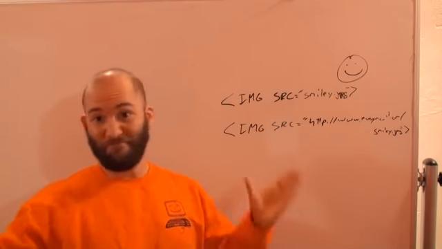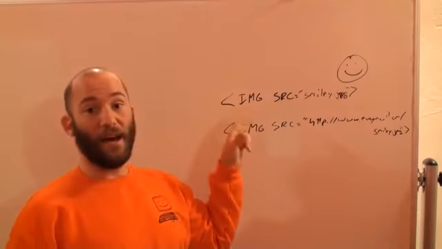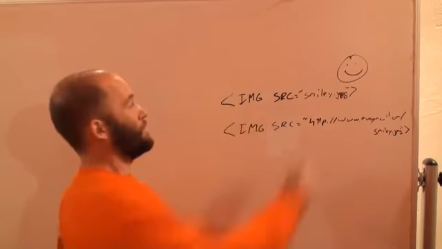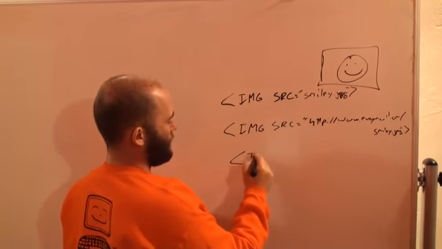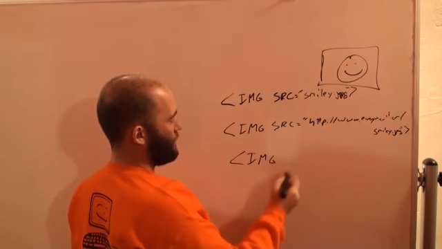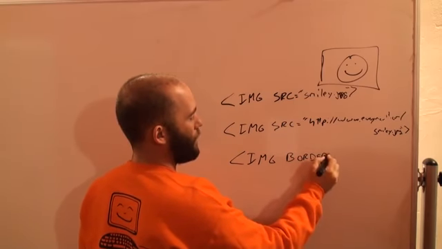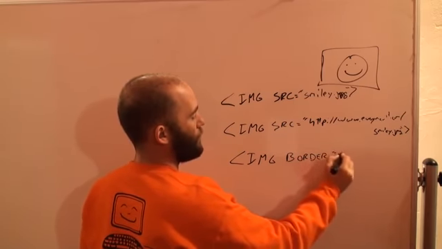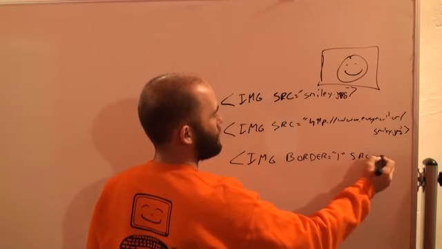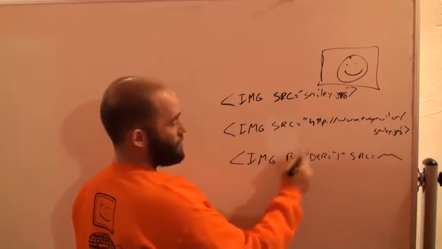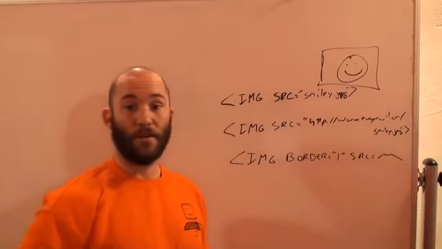So pretty easy. If you want a border, so let's say you want a little border around your smiley, you can do, after the beginning of the image tag, border, just like in table, and then you do one or more, and then src equals blah blah blah. And so if you do image border equals, src, that will give you a border around your picture.